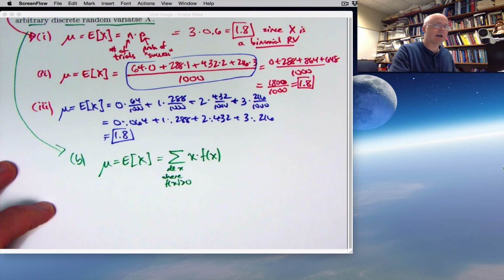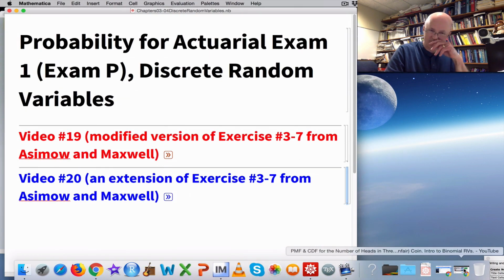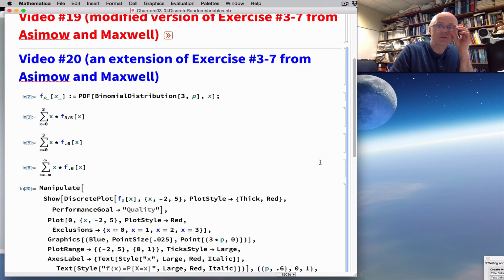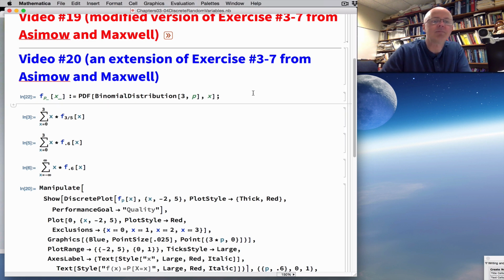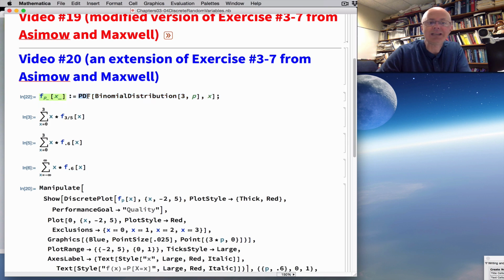Let's end the video by looking at Mathematica, as we often do, and looking at some graphs here. So as I showed you in the last video, number 19, here's a way to get the PMF into Mathematica, although you've got to use PDF, probability density function in Mathematica. That's a name that's best reserved for continuous random variables, but you've got to program it this way in Mathematica. Notice the binomial distribution. The 3 is the number of flips, the P is the probability of heads on any given flip, which is 0.6.